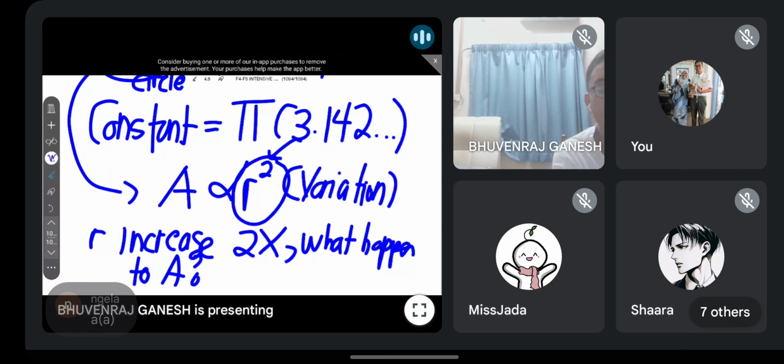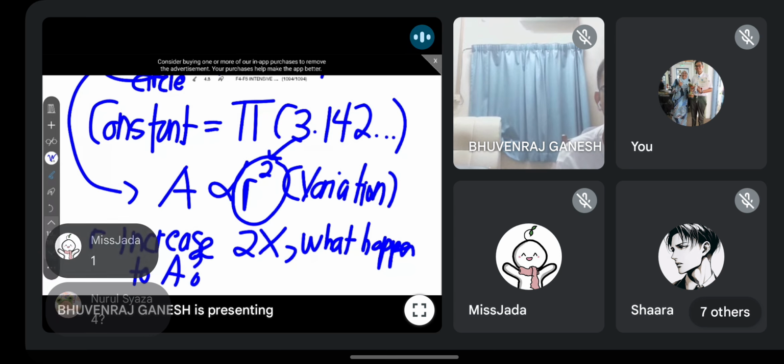Bukan. Saya nak nombor. Number. I want a number. How many times A increase? Berapa kali ganda A tu bertambah? No, how can be 3? Cannot. Anyone else? Siapa boleh bagi jawapan? 2 salah. Jawapan bukan 2. No lah, cannot be 1. Yes, the answer is 4.